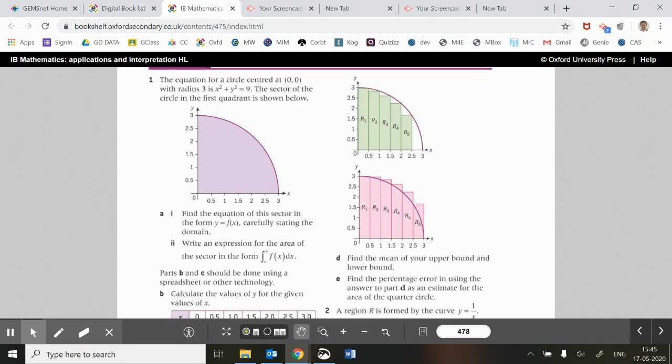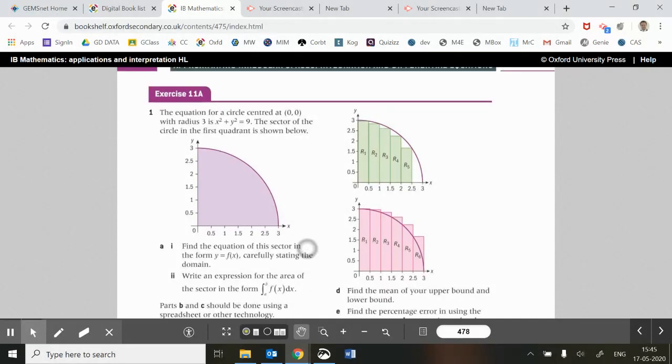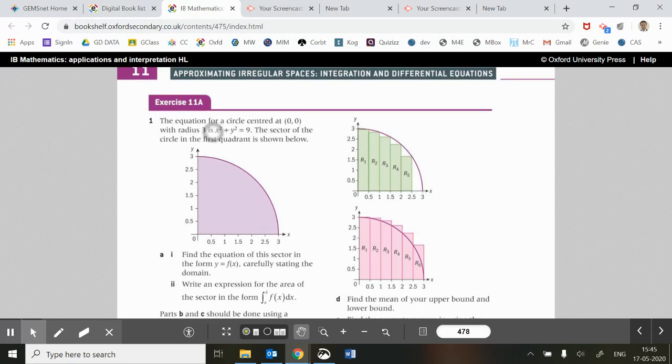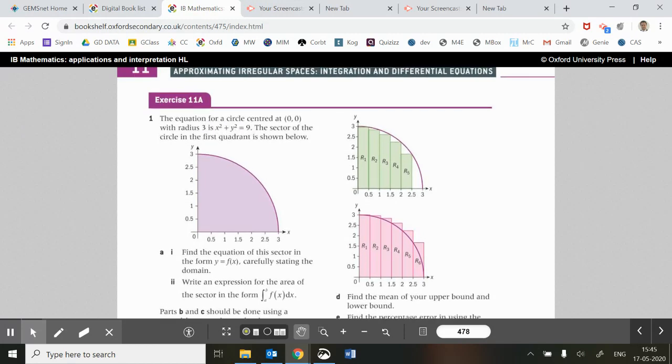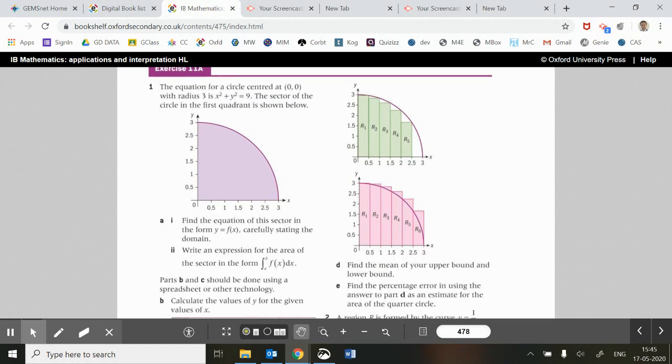They said find the equation of this sector in the form of y is equal to f(x). Oh, all they want you to do there is a rearrangement of this formula here. So it's not the area of a sector formula which we're using just here. They just want a rearrangement of this. So you've got y is equal to something, and you've got to decide whether you're going to need to do plus or minus when you take a square root.